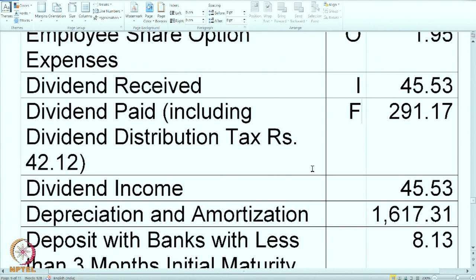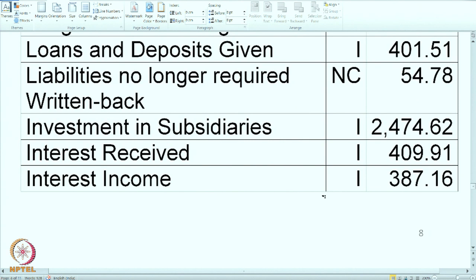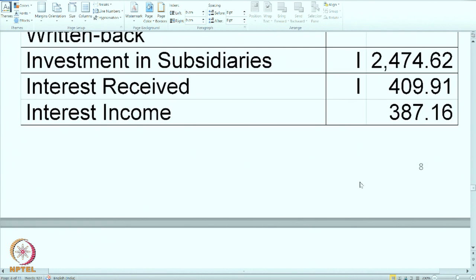Dividend income, we have received the dividend, so we will mark it as I. You can see the amount is coming two times, dividend received, dividend income. So don't take it twice, we should only take the amount which is actually received. So I will just cut it to avoid the confusion. Same way here, we had interest income and interest received. So we should go for interest received, so I will just cut it, otherwise later on there will be a confusion.